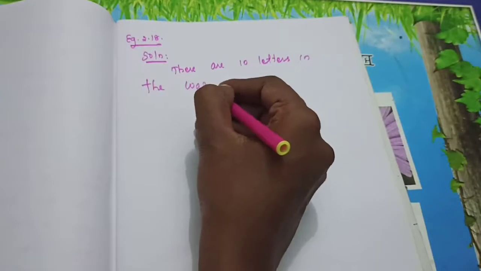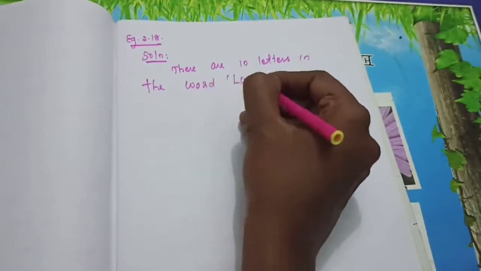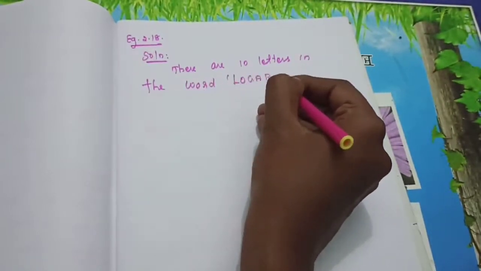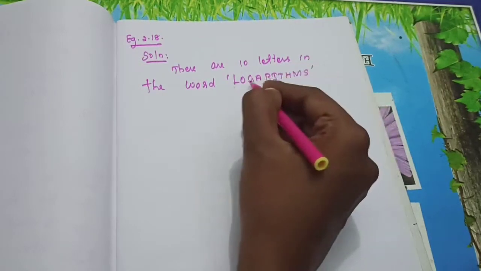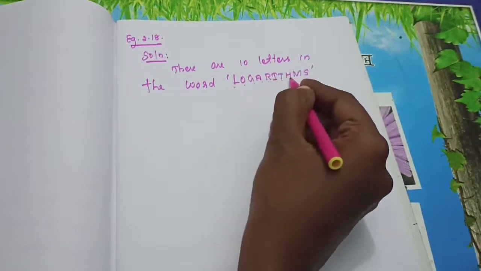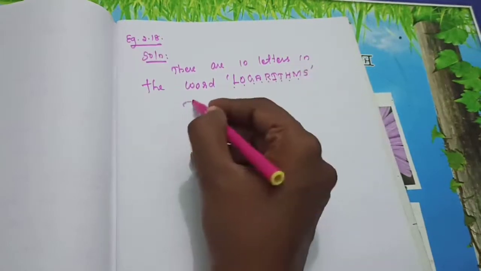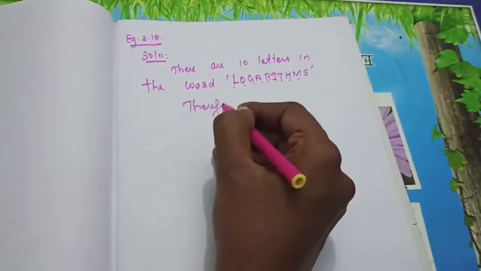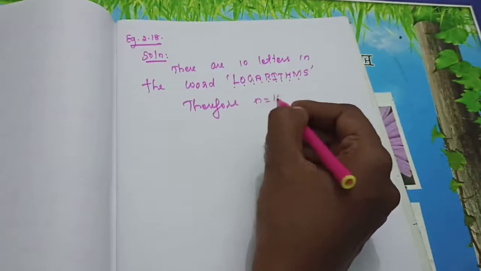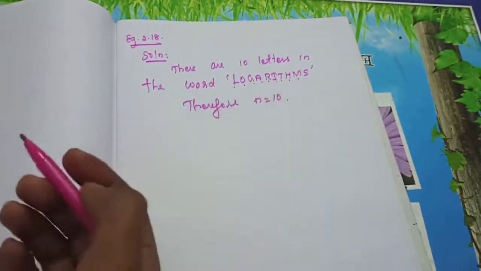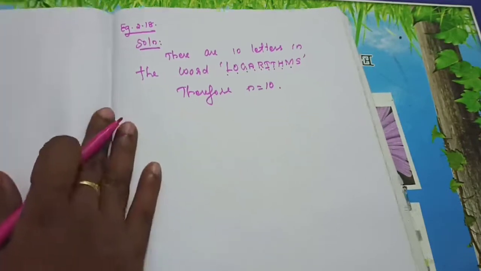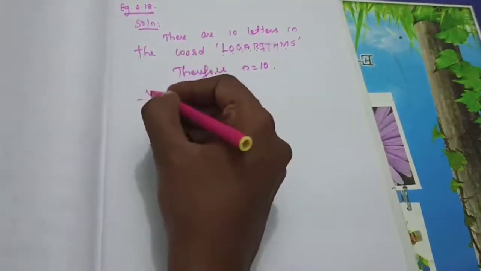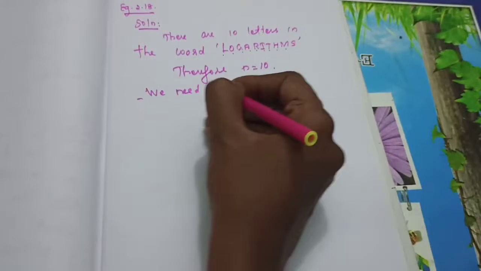There are 10 letters in the word logarithms. 1, 2, 3, 4, 5, 6, 7, 8, 9, 10. Okay. So therefore, what's the n value? 10. Okay. So we need to find how many letter words? 4 letter words. So the r value is 4. Is it right? So we need to find.